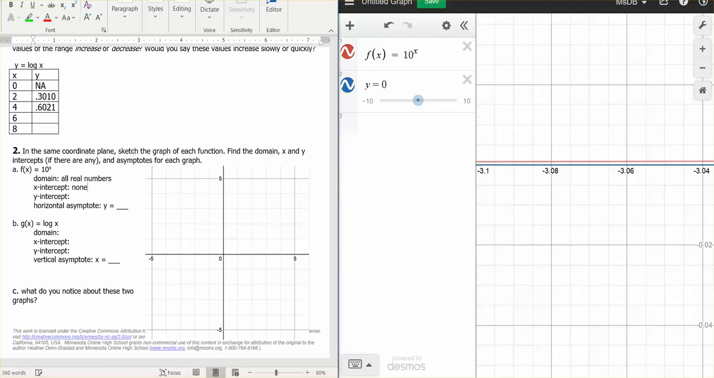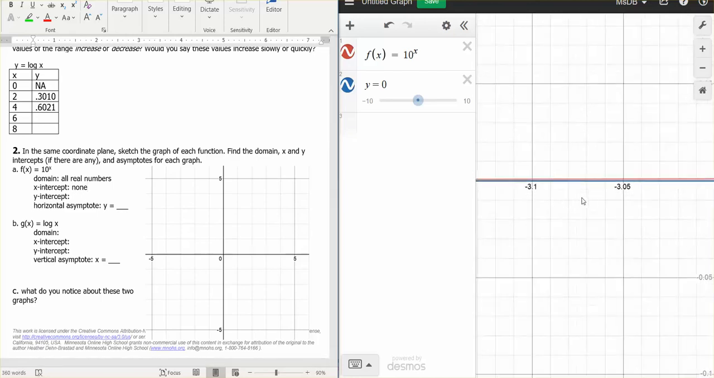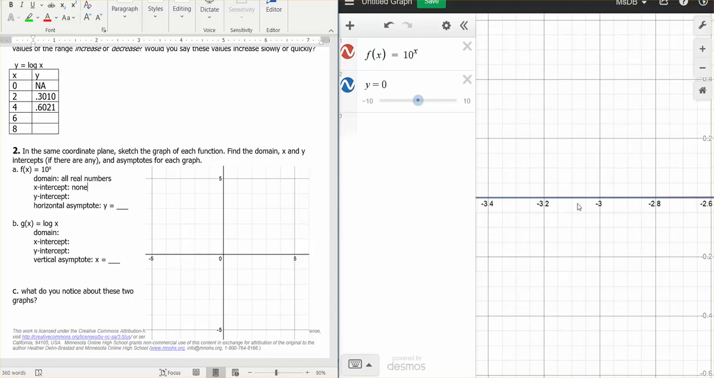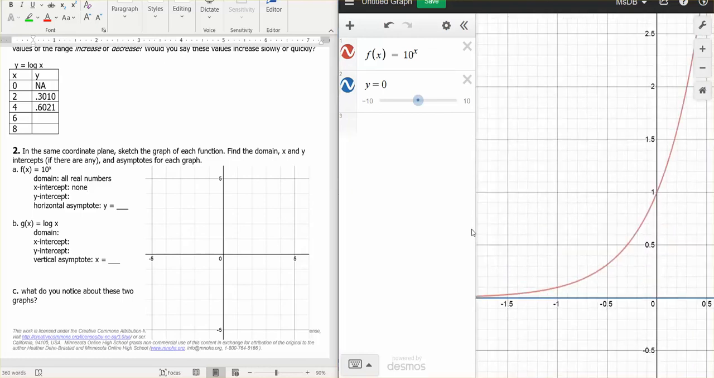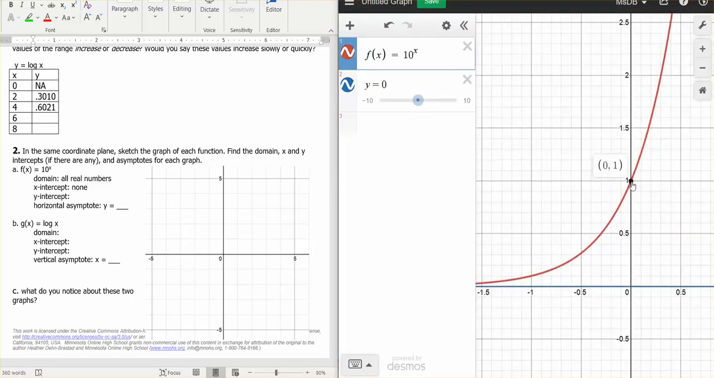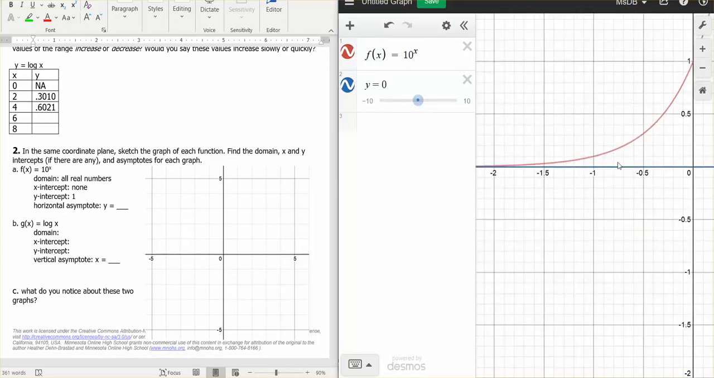How about the y-intercept? Does it ever cross the y-axis? Let me zoom out a bit here so we can see our function. There we go. The y-intercept exists. It crosses the y-axis at (0, 1), or you can just write 1 here. And then the horizontal asymptote. The horizontal asymptote is the line that this graph gets close to but never touches. I typed in the horizontal asymptote when I was looking for the x-intercepts and there wasn't any. The horizontal asymptote is y equals 0.